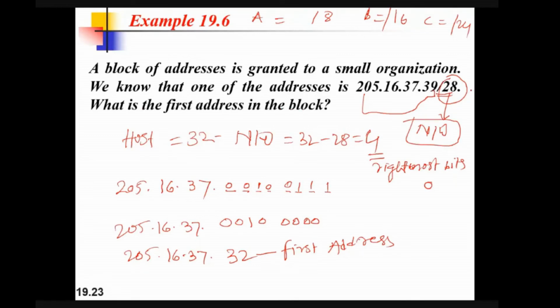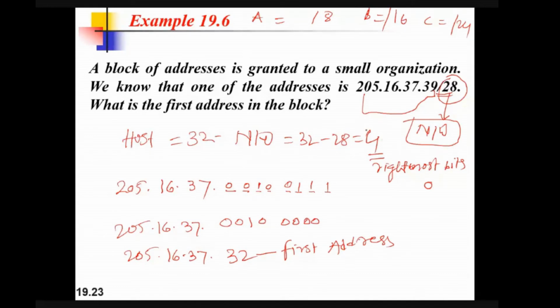To find the first address in the block, you first have to find the host bits. Whatever slash notation is given, this is the number of ones in the mask, which means the number of bits in the network part. So the number of bits in the network part is 28, and the total number of bits is 32, since we know an IP address is 32 bits. For finding the host bits, the formula is: number of bits in host equals 32 minus number of bits in network. So this equals 4.